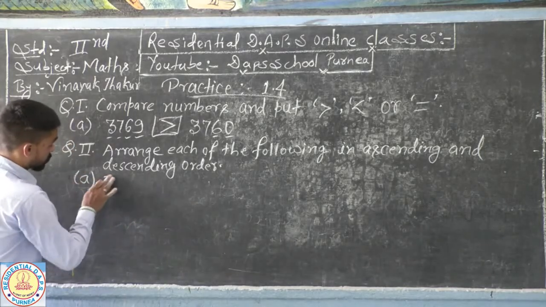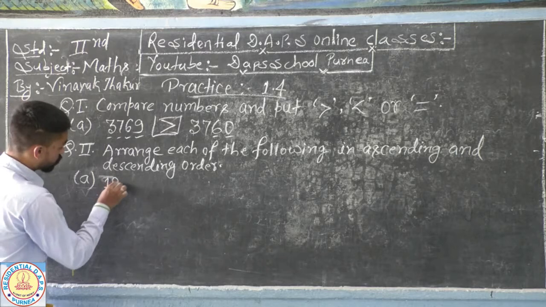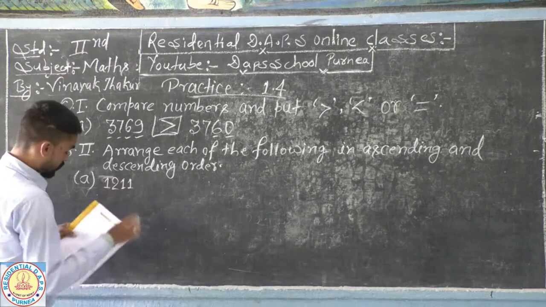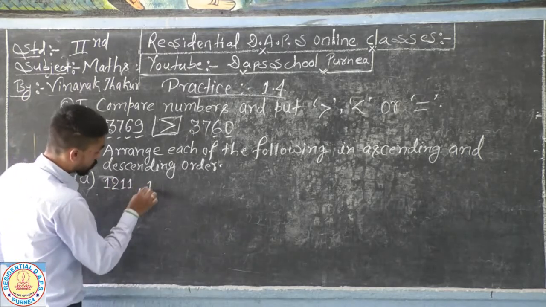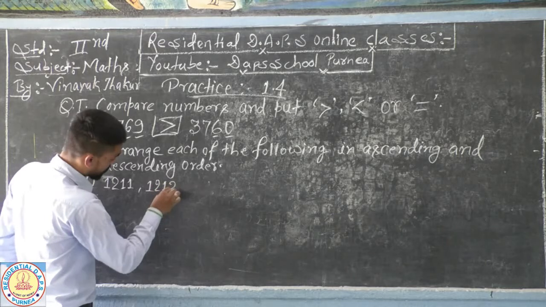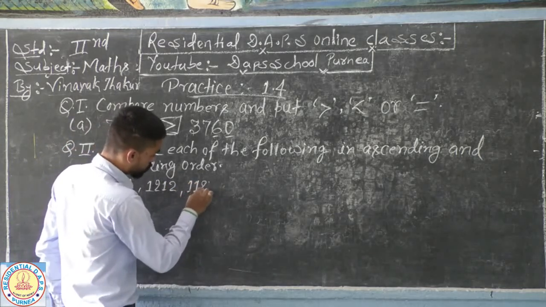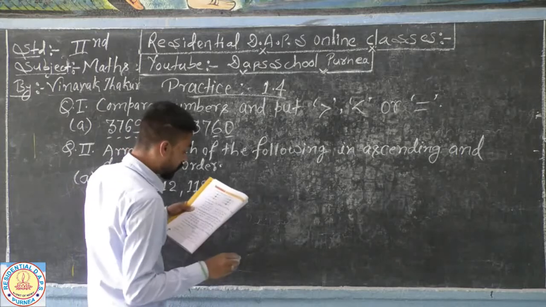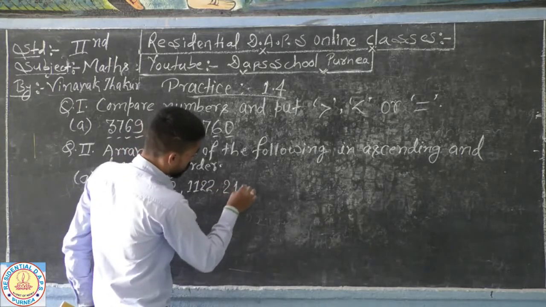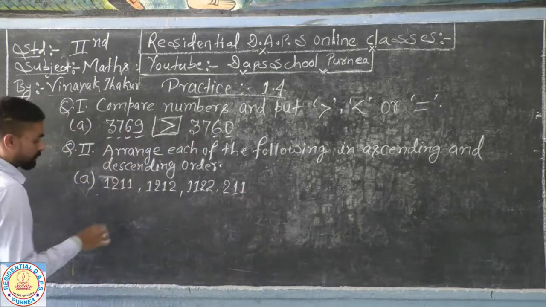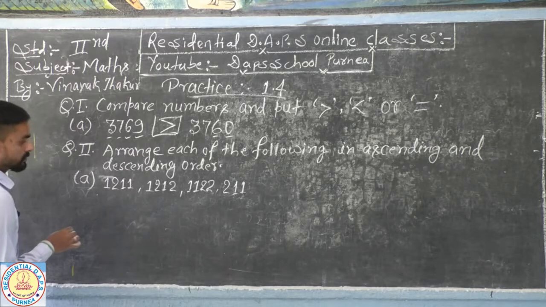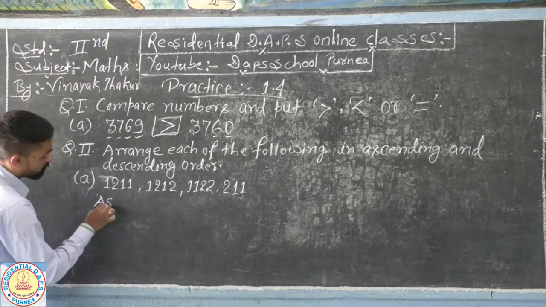So at first, what are your numbers? 1211 is your first number, then 1212 is your second number, the third number is 1122, and then your fourth one is 211. So guys, you have to write these numerals in ascending order first.